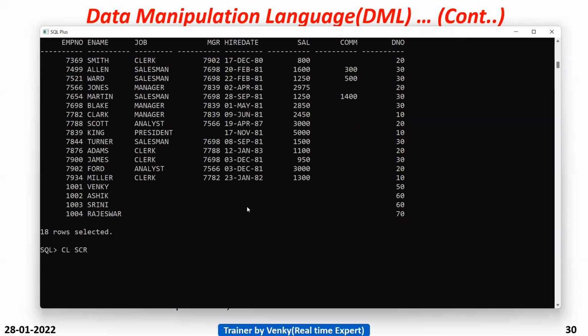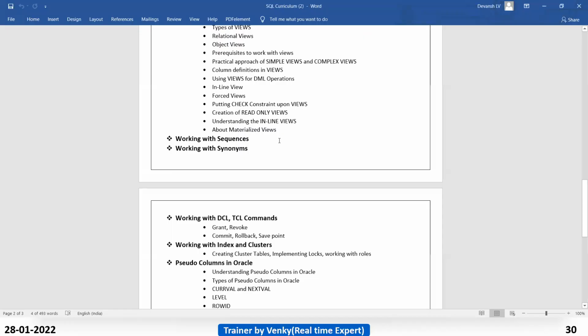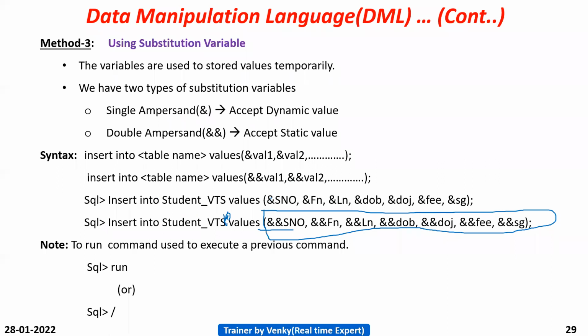Sir, one question. Can we use both single ampersand and double ampersand in a single row, while declaring? No, that's not possible. You mean single ampersand and double ampersand? By then it will become three ampersands, right? No, I mean for one column single and for another double, in the same row.